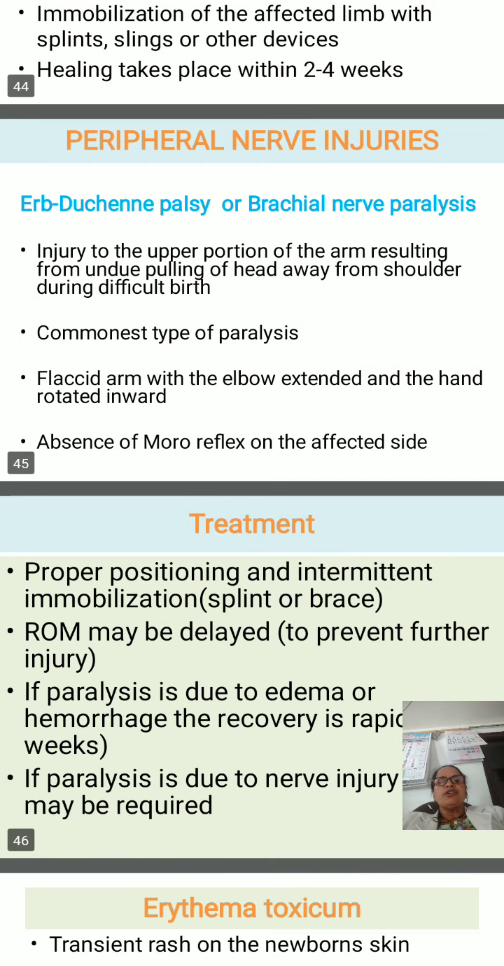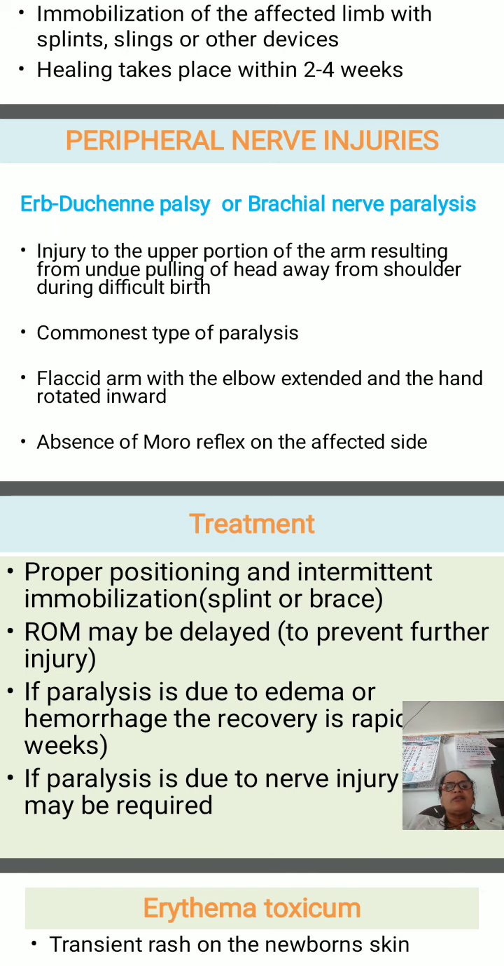Peripheral nerve injury, that is Erb's palsy. Erb's palsy, or waiter's tip hand, is a brachial nerve paralysis. This is injury to the upper portion of the arm resulting from undue pulling of the head away from the shoulder during a difficult birth. During the delivery, usually before taking the internal rotation of the shoulder, they forcefully remove the baby.